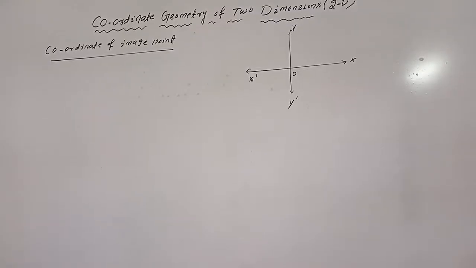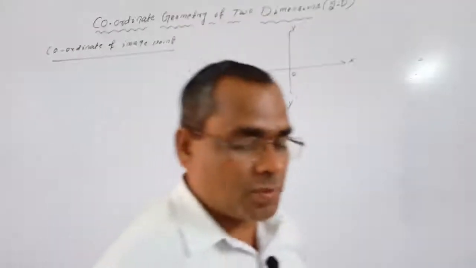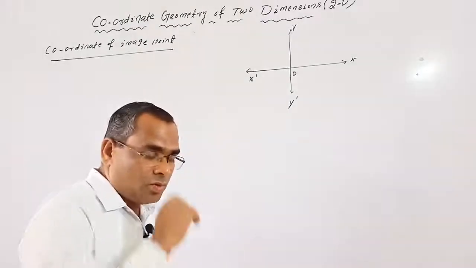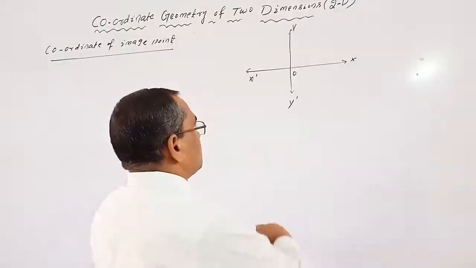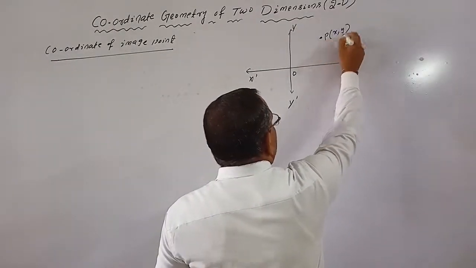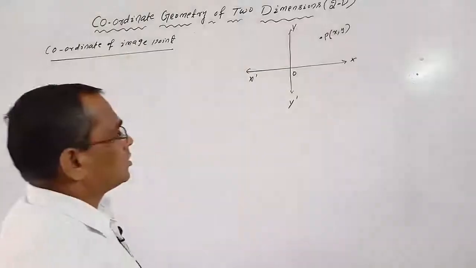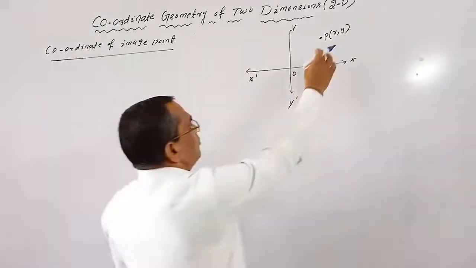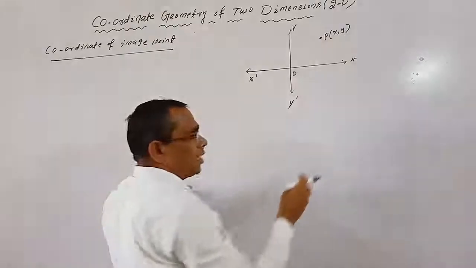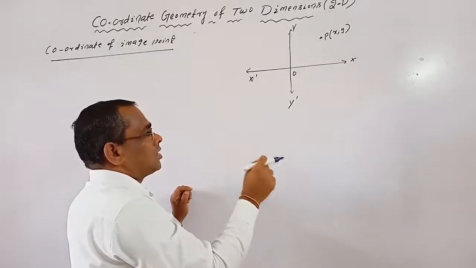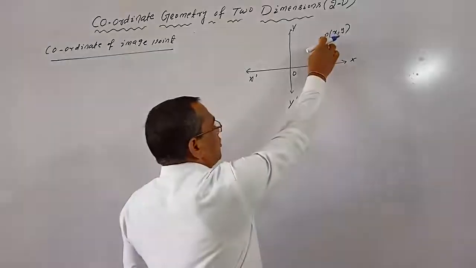Next, image point. How to determine the coordinate of an image point with respect to the x-axis as a mirror, or with respect to the y-axis as a mirror. Suppose P is a point in the first quadrant and its coordinate is x comma y. What is the image point of P of x comma y with respect to the x-axis? If we consider the x-axis as a mirror, what will be the image point?